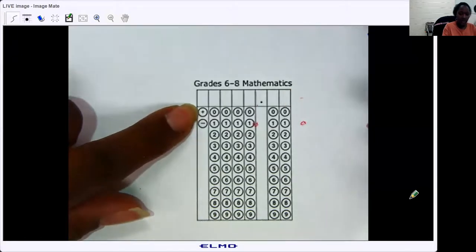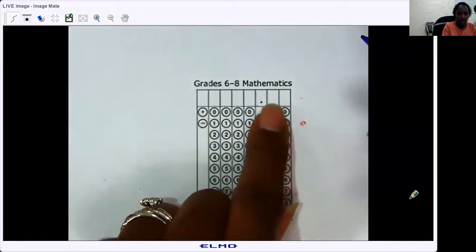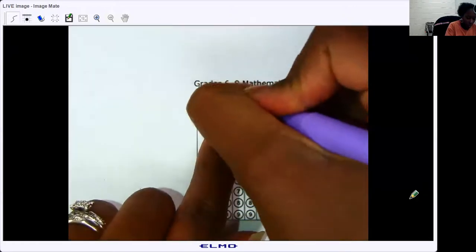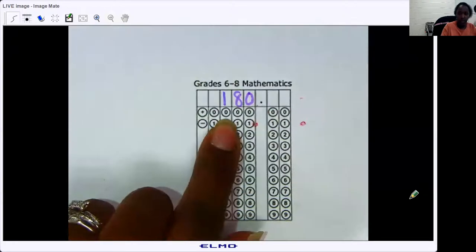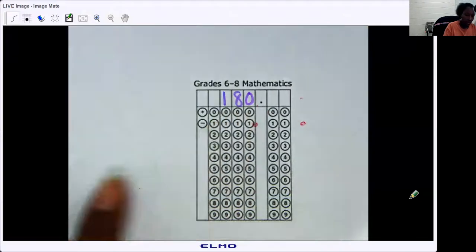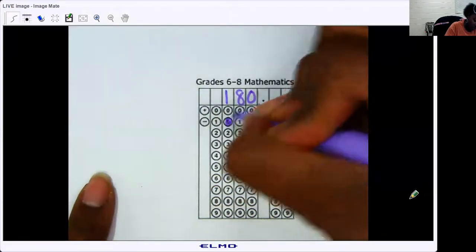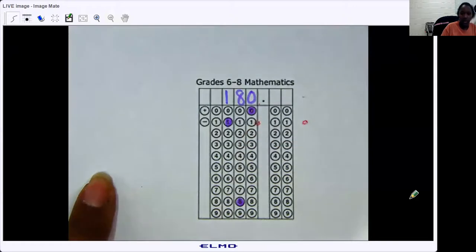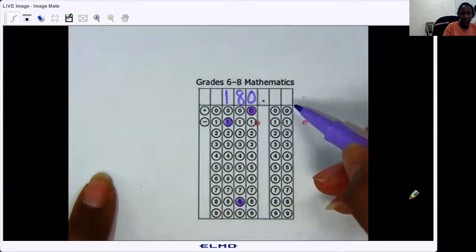180 was our answer. It was a whole number, so I do not start back here. I start in front of the decimal. 180. Then I bubble in 180. Again, I do not need to fill in the zeros in the back. It's not going to count it wrong if I don't. It's not going to do anything if I do.